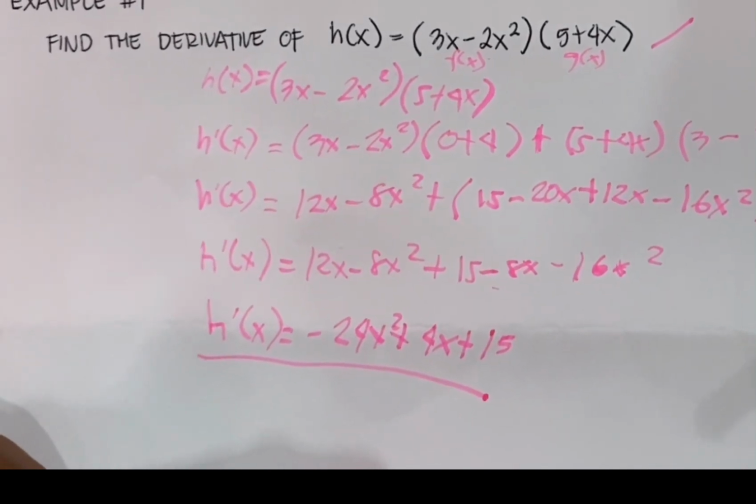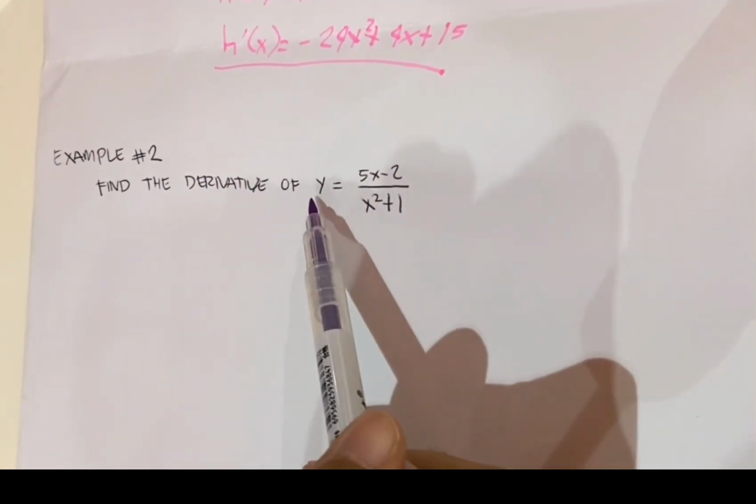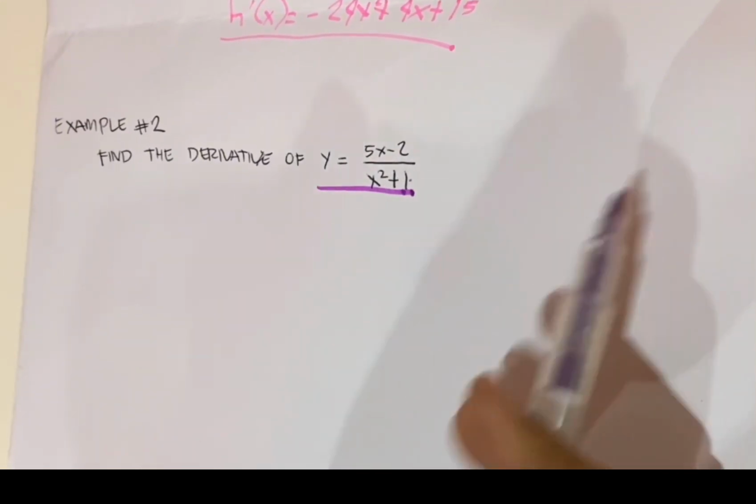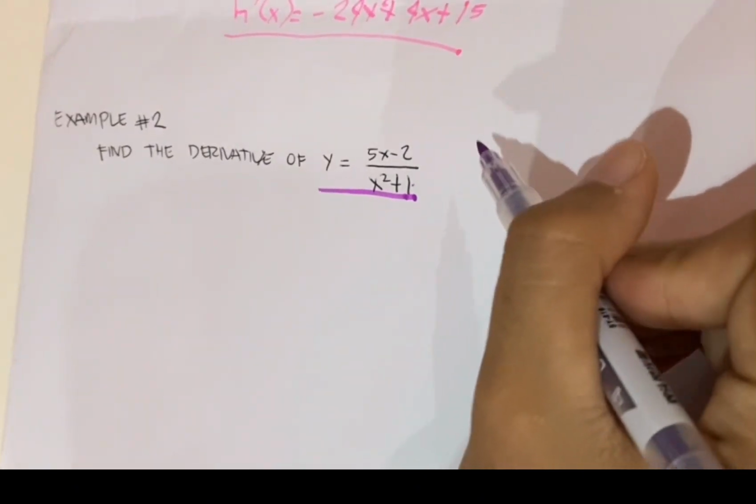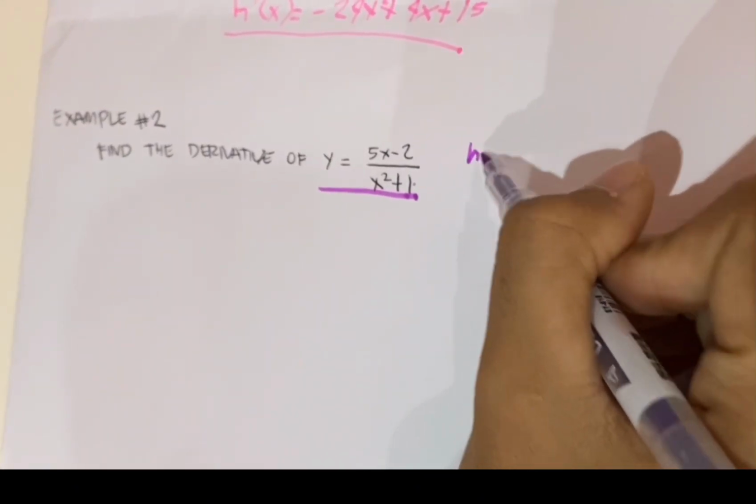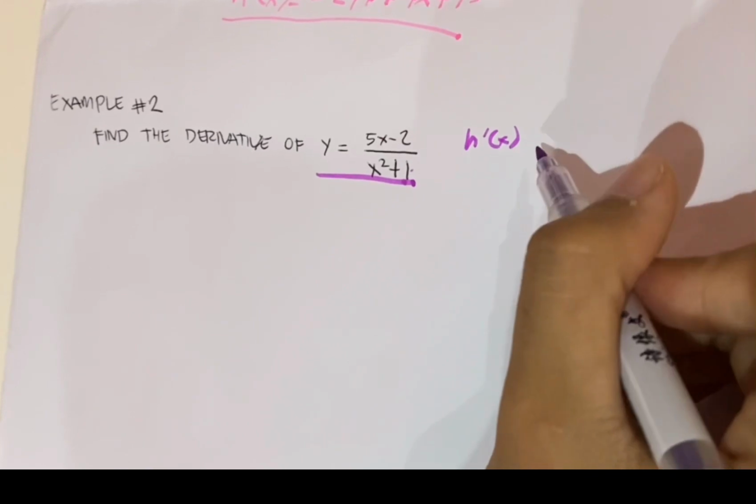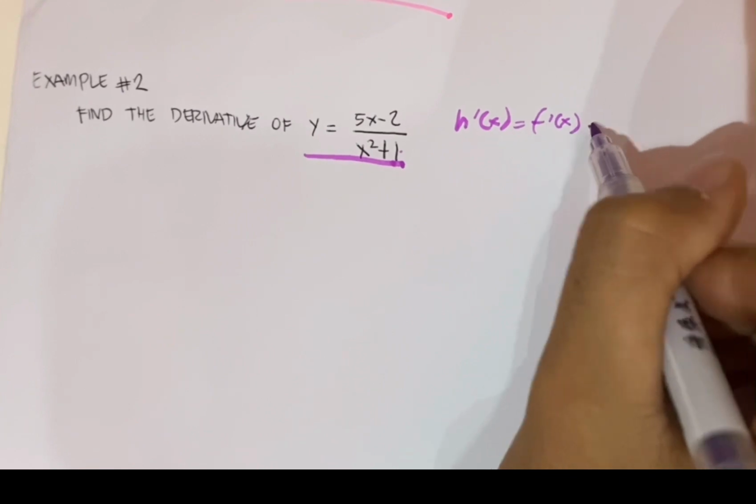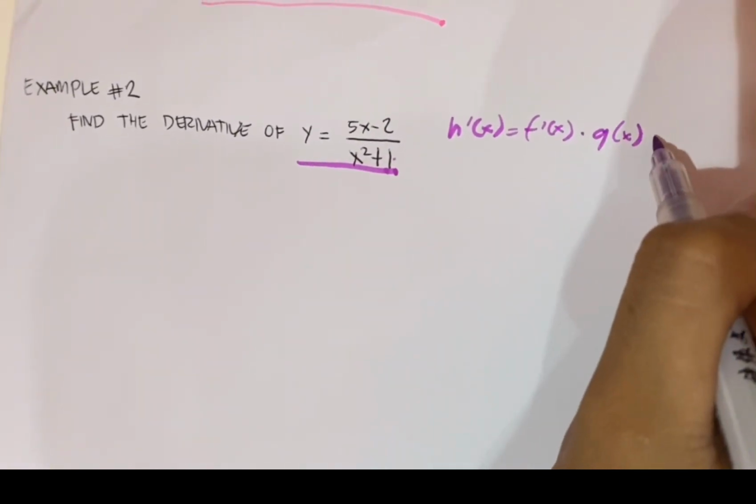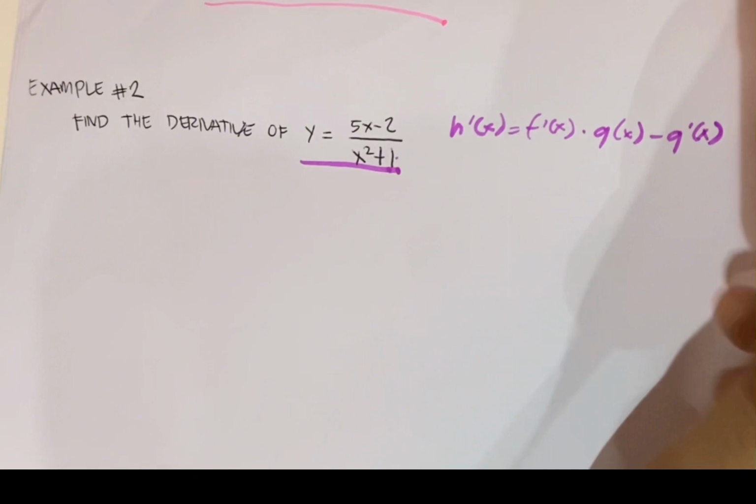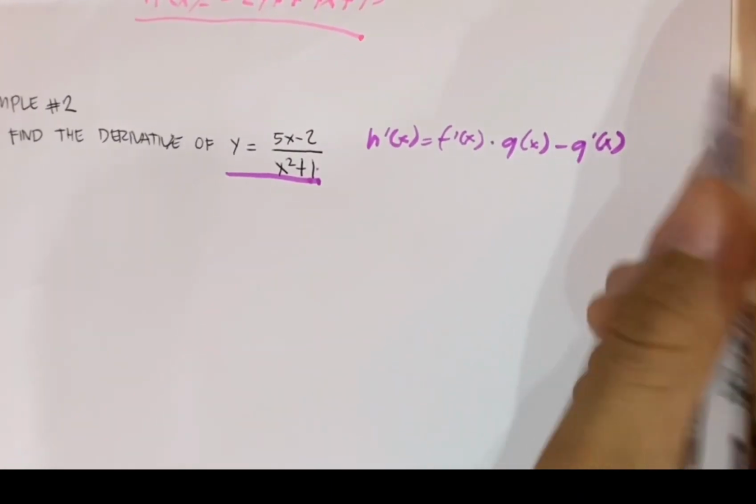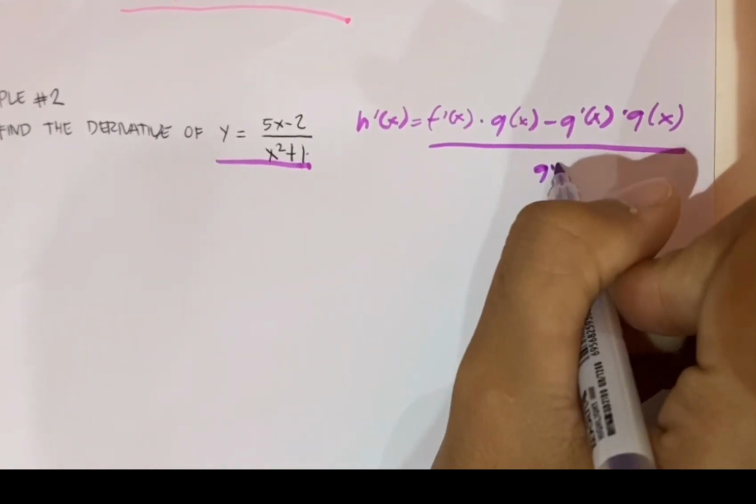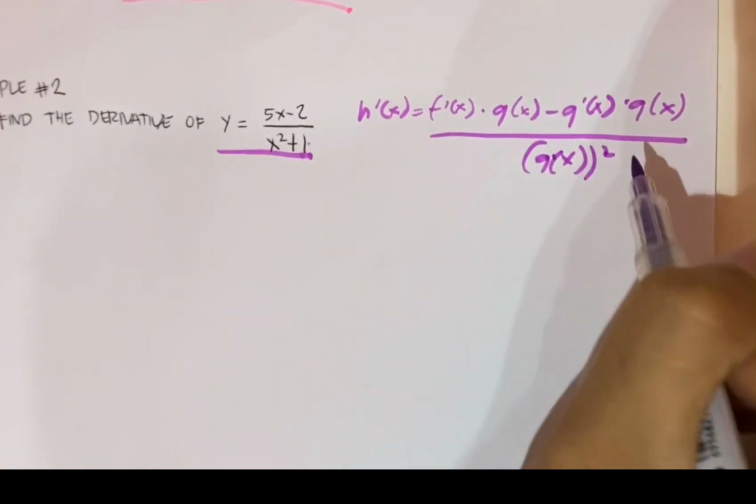So that's the answer. Example 2: we will find the derivative of y is equal to 5x minus 2 over x squared plus 1. So we will use the quotient rule for this. So our quotient rule is h of x prime is equal to f of x prime times g of x minus g of x prime times f of x all over g of x squared.